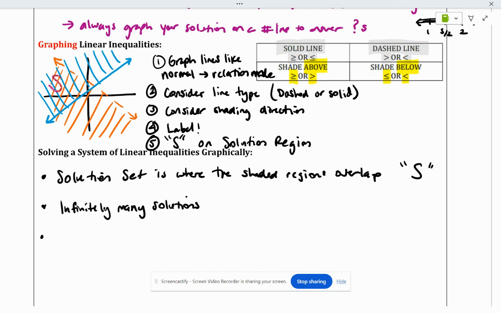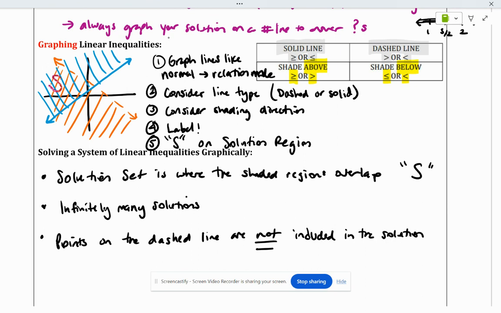And then this is just a reminder. Points on a dashed line are not included in the solution set.